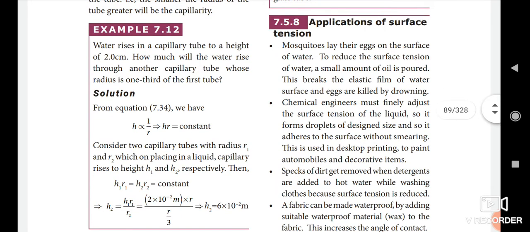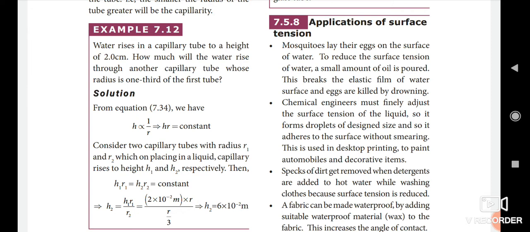Next, chemical engineers must finely adjust the surface tension of the liquid so it forms droplets of designed size, and so it adheres to the surface without smearing. So this is used in desktop printing and to paint automobiles. This technique is used in automobile painting and decorative items.